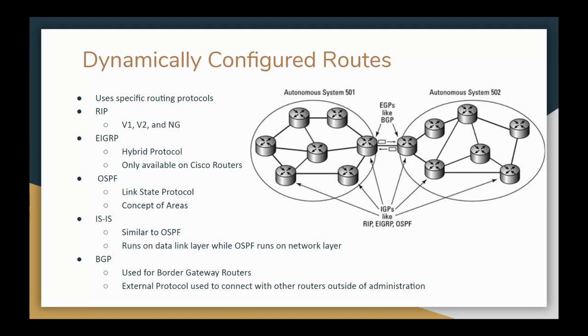OSPF uses the concept of areas to divide the network into subsections. IS-IS stands for Intermediate System to Intermediate System. IS-IS is similar to OSPF, however, OSPF runs on the network layer, while IS-IS runs on the data link layer. This means that OSPF uses IP addresses, while IS-IS uses MAC addresses.